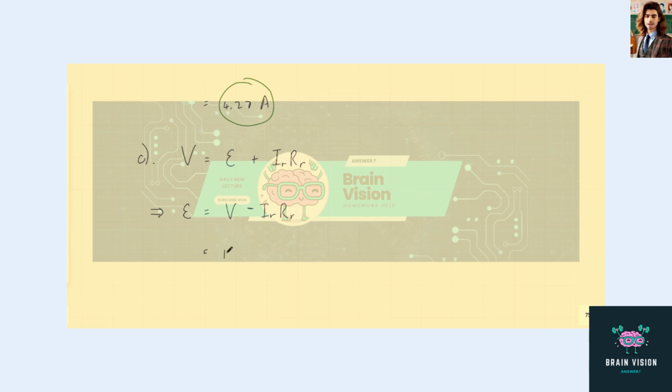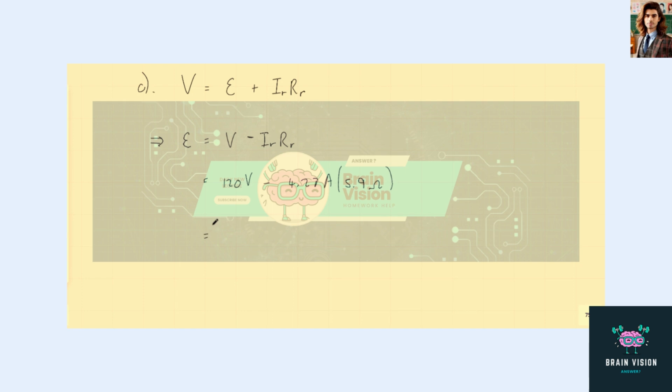So the rotor EMF is VAB, 120 volts, minus 4.27 amperes for IR times the resistance across the rotor of 5.9 ohms. And so this gives us the EMF developed by the rotor to be 94.8 volts. So that's our answer for part C.